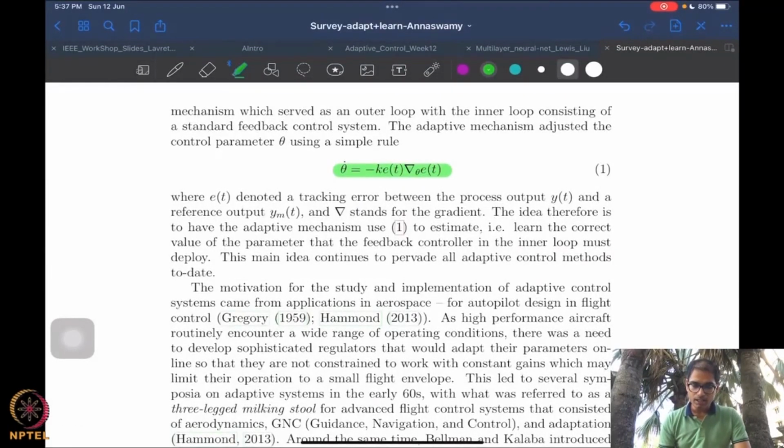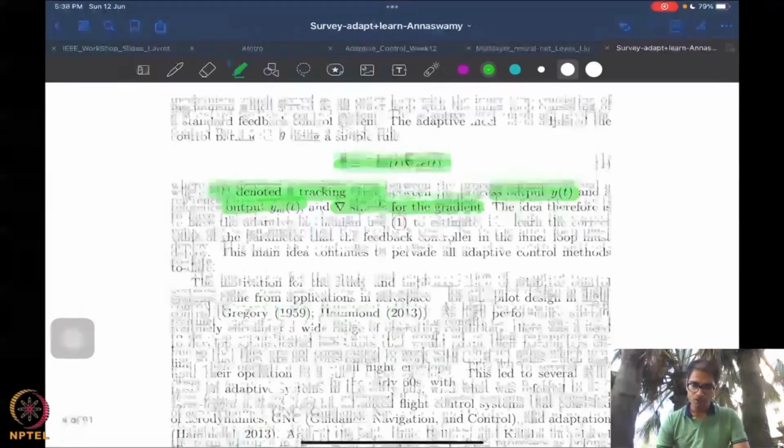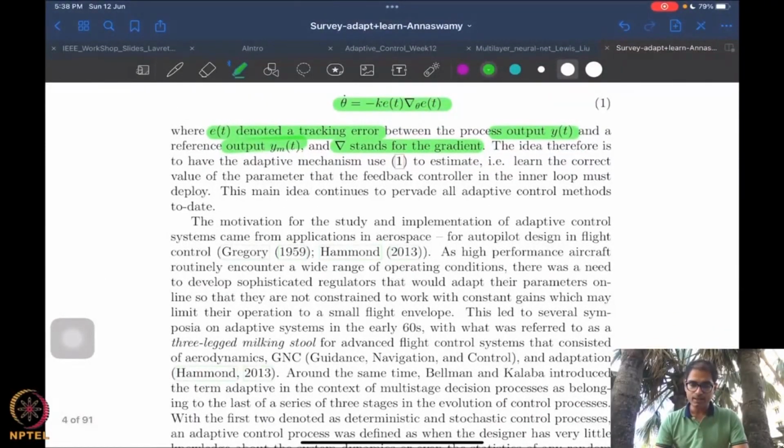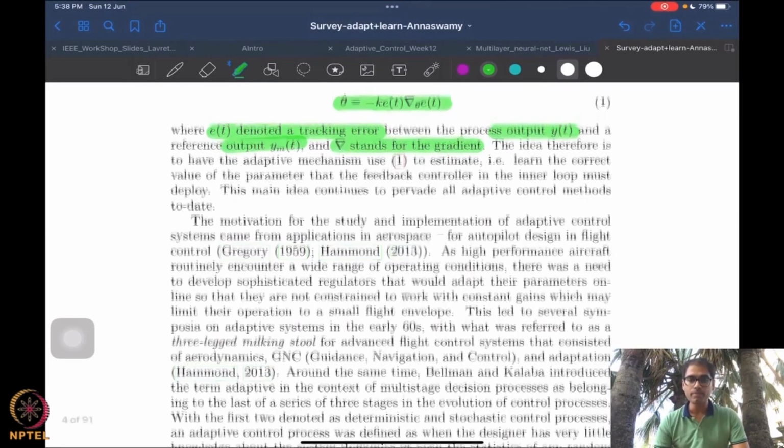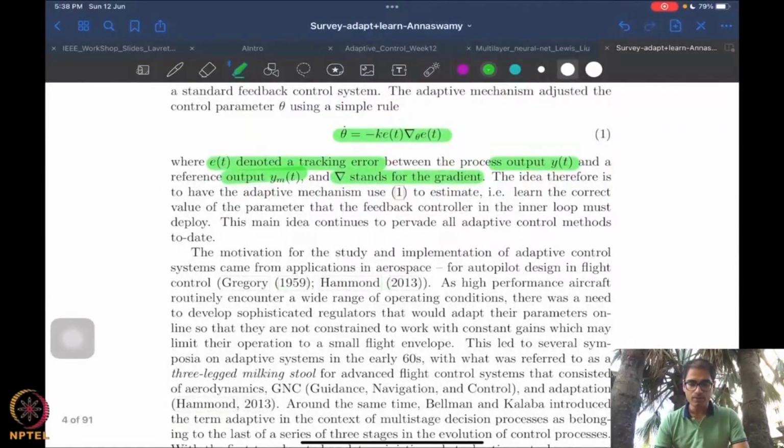Now here, the E is of course the tracking error that we are so used to seeing, between the process output Y and the desired output ym, and the gradient is taken with respect to the unknown parameter theta, right? So basically the idea is a steepest descent kind of idea that you have typically in optimization type algorithms. This is what was called the MIT rule, and this formed the basis of a lot of adaptive control algorithms.